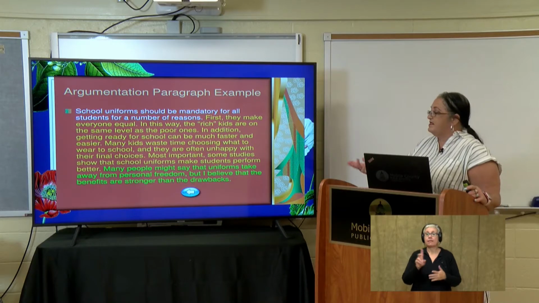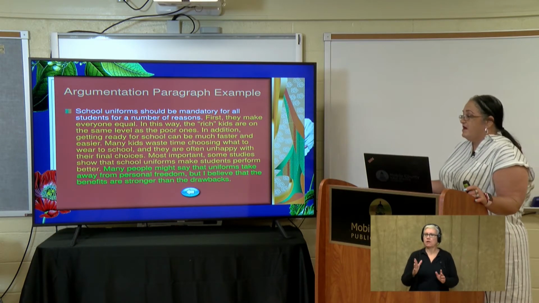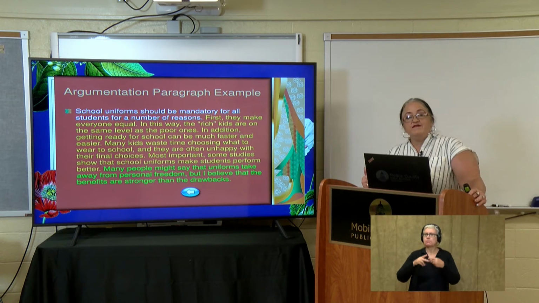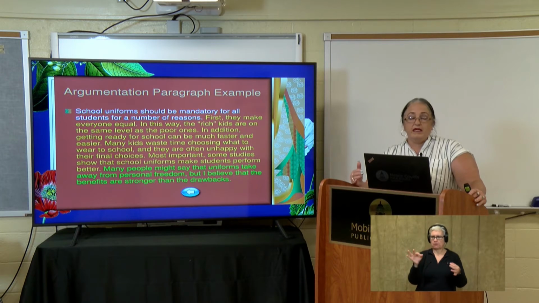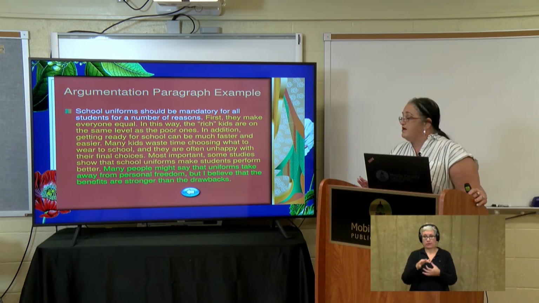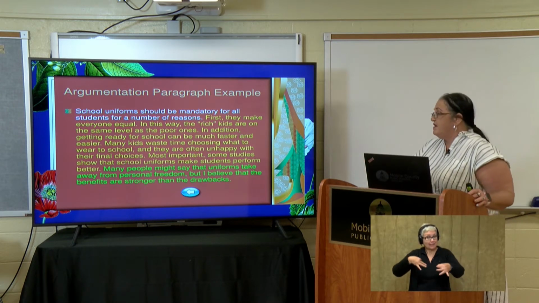And then this one actually gives a third reason. Most important, some studies show that school uniforms make students perform better. So it doesn't have to only be one sentence with the commentary. It can be 2. It can be 3. It really does not matter, as long as it is explaining that piece of evidence that you gave prior to.